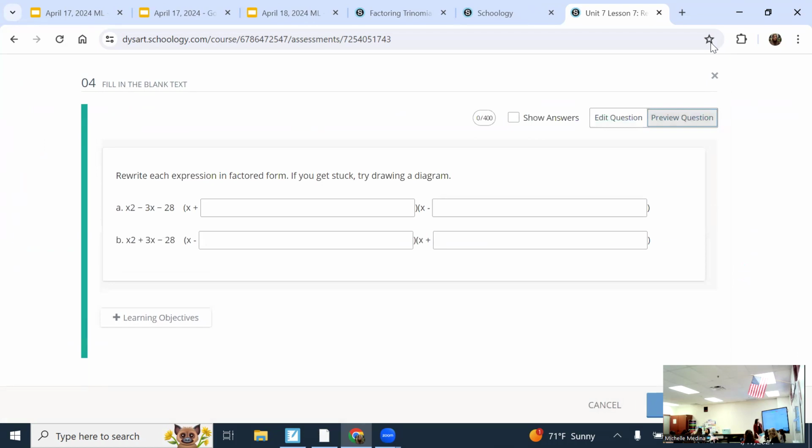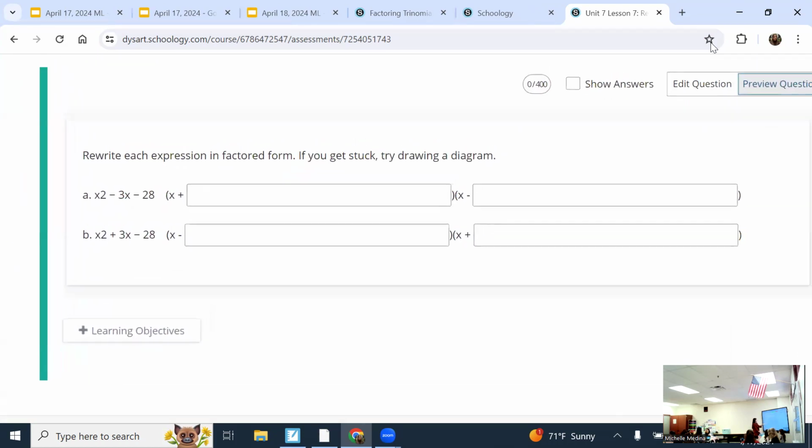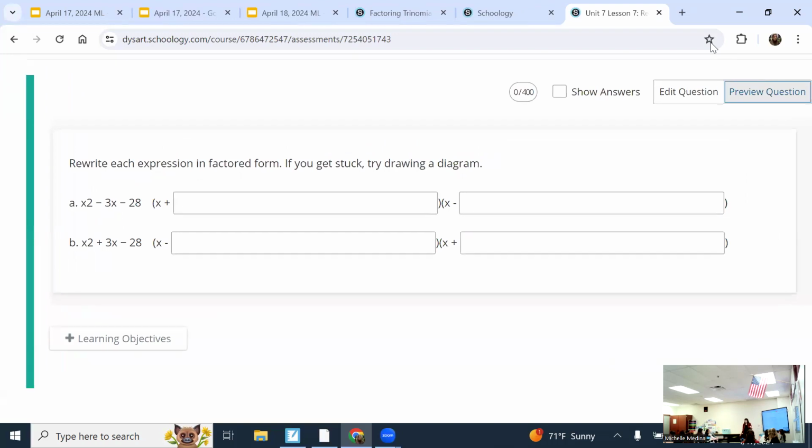Okay, so number 4 on today's, and these should be squared. I'm going to have to go back and fix that formatting, but hopefully you can tell those are supposed to be squared, not 2 times x.